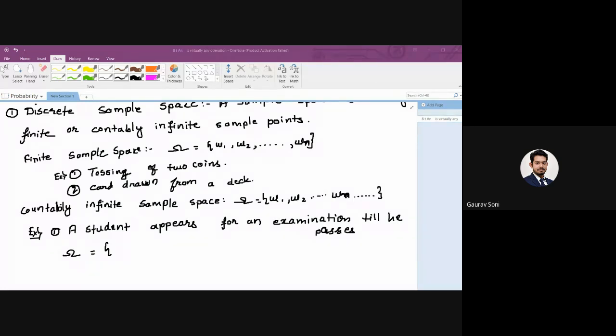No idea? Pass and fail. Only pass and fail? Or if it doesn't appear for the exam. No, that is not the possibility. He is going to appear. Yes, then pass and fail only. No. You're not understanding the experiment.